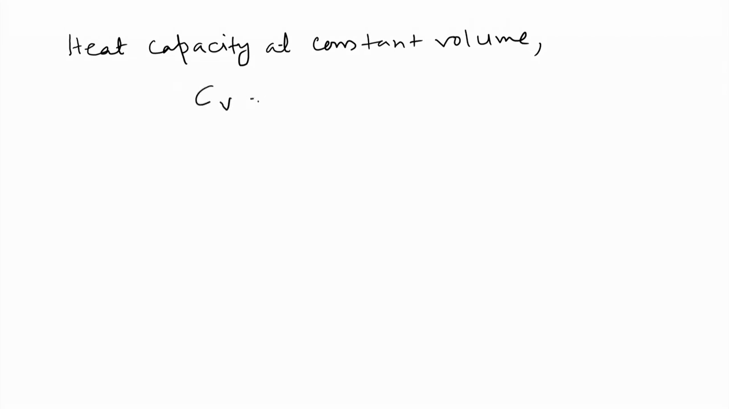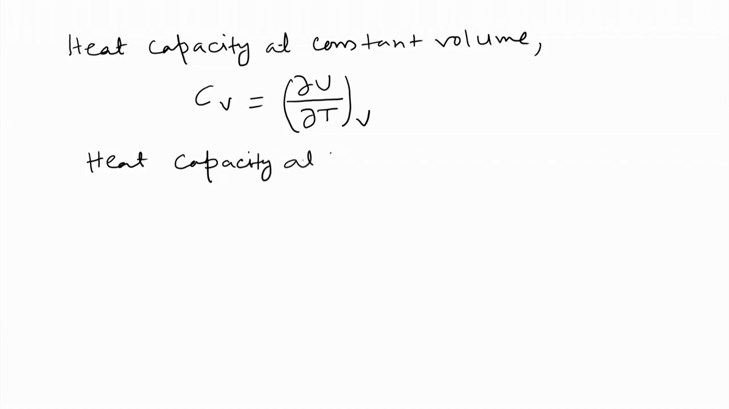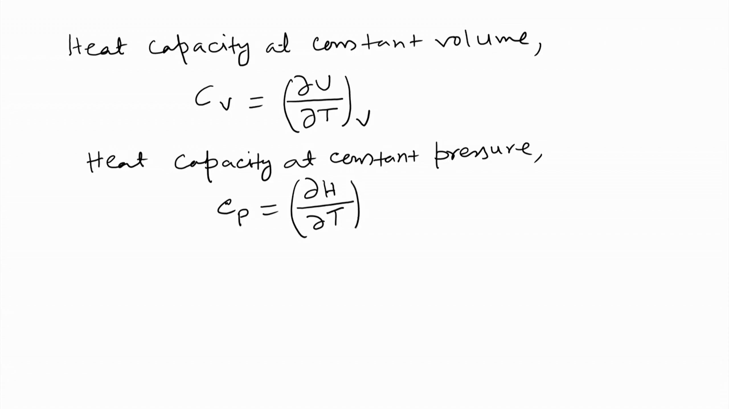In the last class, we discussed heat capacity: heat capacity at constant volume and constant pressure. Heat capacity at constant volume, we define as Cv, and we know Cv is del U by del T at constant volume. And heat capacity at constant pressure we define as Cp. Cp is del H by del T at constant pressure.